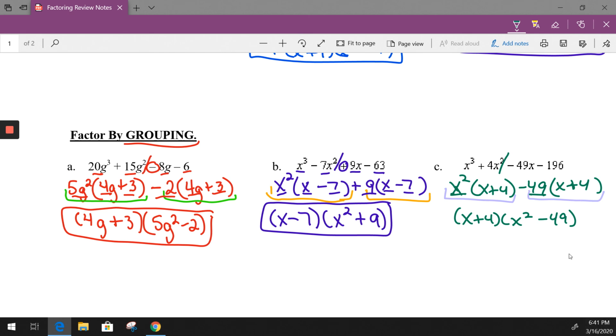And then this is one of those special problems where you can actually factor it a little bit more. The x squared minus 49 is a difference of squares, and it can be factored into x plus 7 and x minus 7. And don't forget about the x plus 4 that you factored out in the beginning. That's one of the factors in your answer.